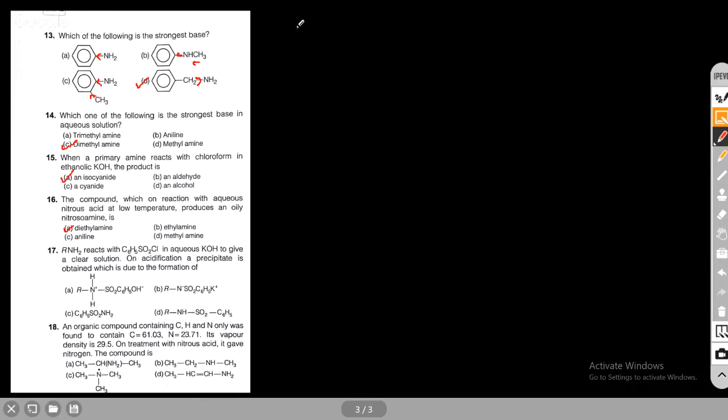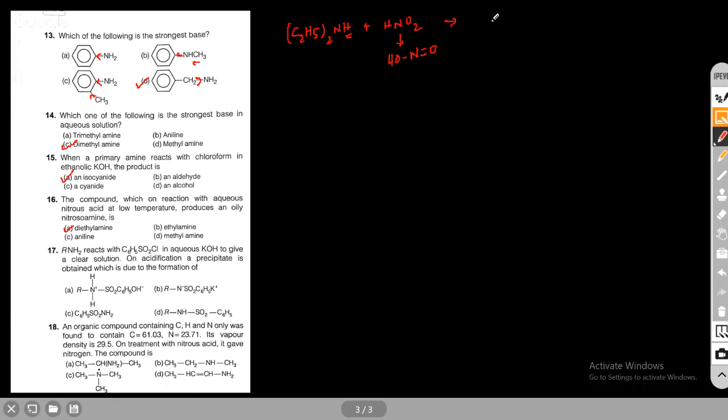The reaction in this case is (C2H5)2NH plus HNO2. HNO2 is aqueous nitrous acid, HO and double bond O, right? So this hydrogen and this OH form H2O, and this NO group gets attached to this.